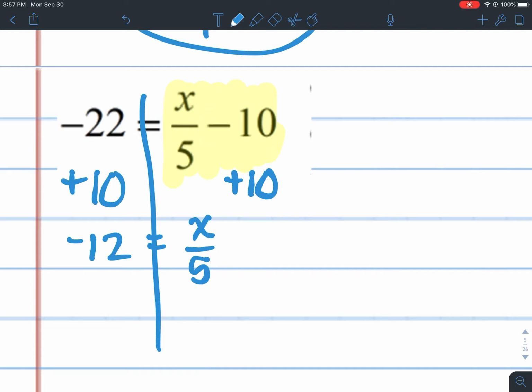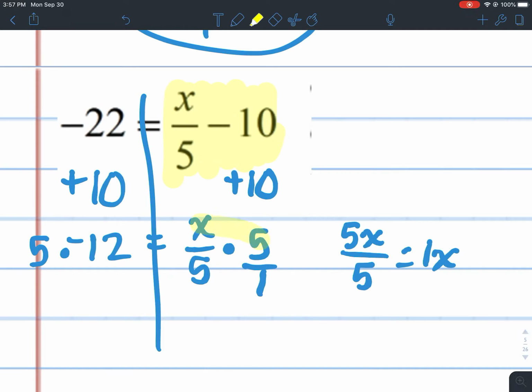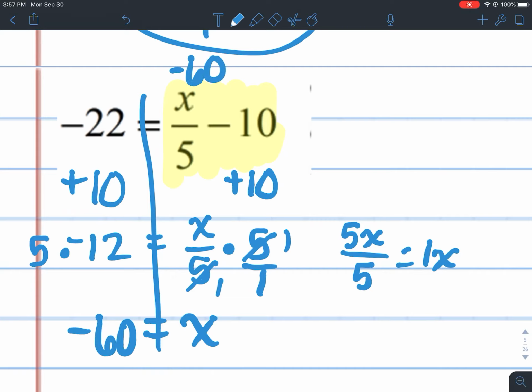Now, when we're in this case, you need to think, this number, when I divide it by 5, I get -12. So in order to undo that division, we multiply by 5. This is going to turn into 5x over 5, or just 1x. This part right here is going to multiply to this, so they cross each other out. That turns into a 1 over 1. So we have x is equal to -60. If I do -60 divided by 5, that is -12, minus 10 is -22. It also checks.